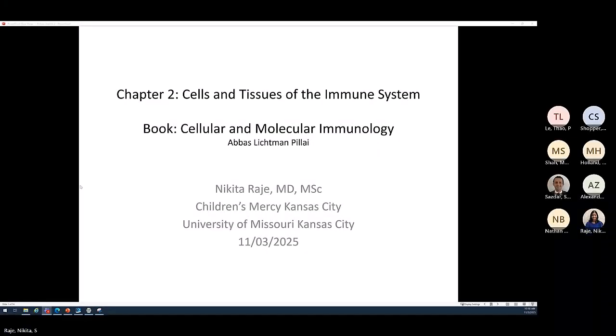With chapter 2, cells and tissues of the immune system. This is from the textbook of Abbas, from the new edition, the 11th edition. Few changes, just some additions to tables or figures that have changed. Overall concepts are the same. And yeah, we can get started.